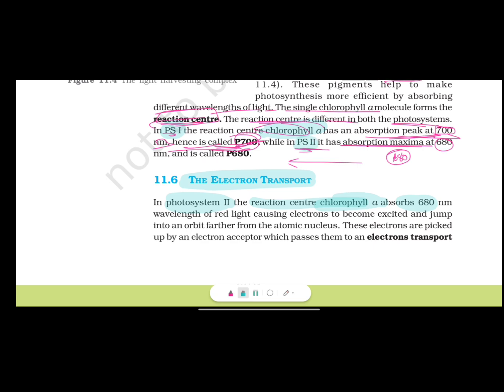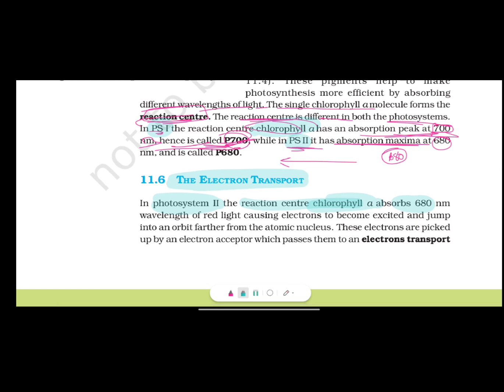Yes. Sorry, for a clarification, there will be a reaction center in PS1 and PS2. In both, the chlorophyll A will be present, but in PS1 only the chlorophyll A will absorb the peak at 700 nanometer. In PS1 only it absorbs 700 nanometer.